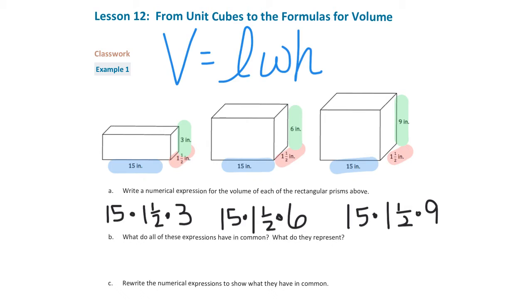So it asked for the numerical expression. It did not ask for me to solve them. Question B says, what do all of these expressions have in common and what do they represent? And so all of them have the first part of the problem that is the same. They all have 15 times 1.5. And then it says, what do they represent?